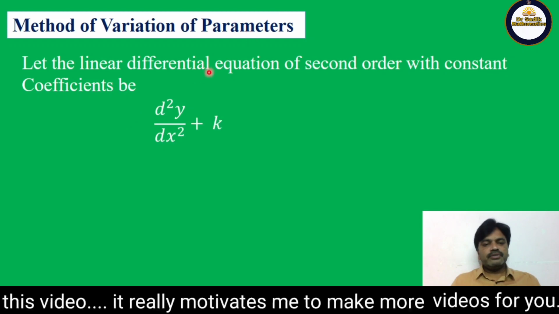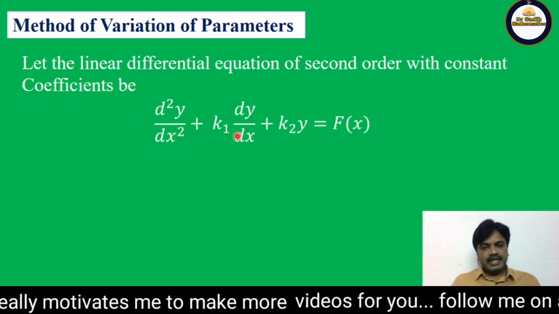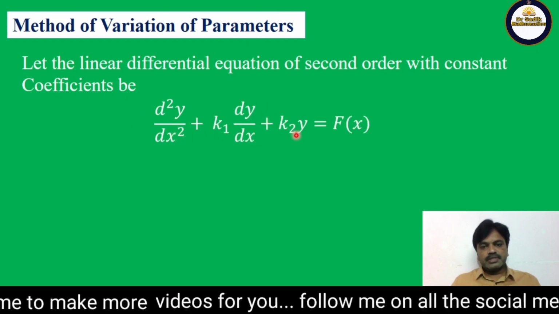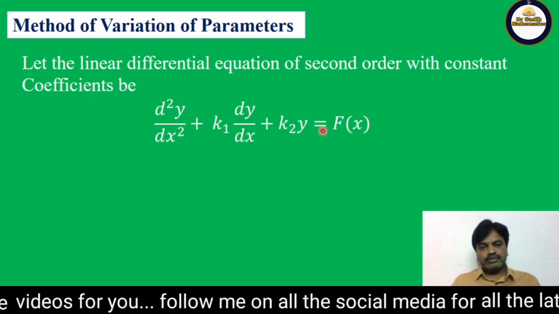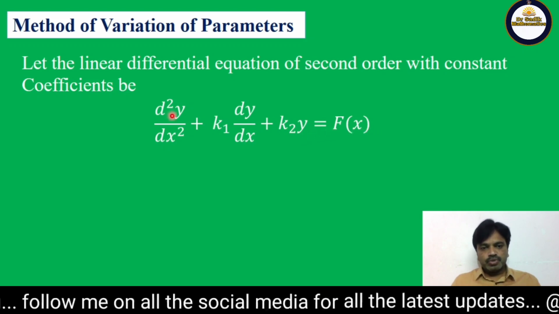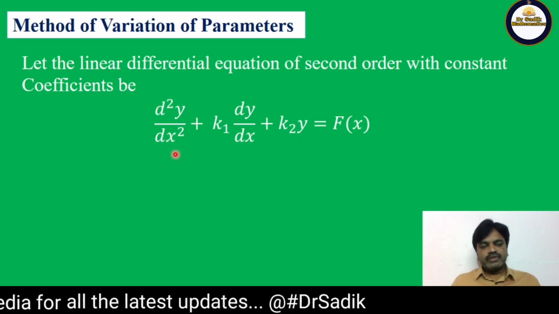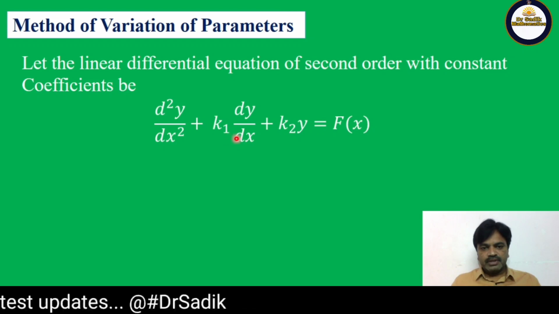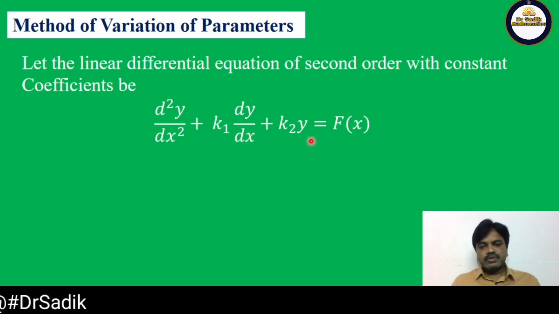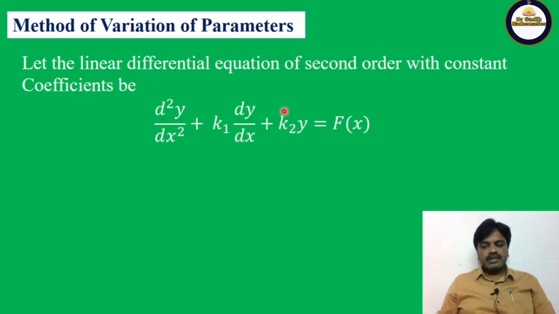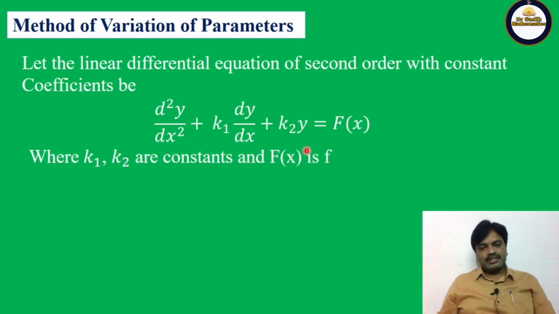d²y/dx² + k1 dy/dx + k2 y = f(x). What is the order here, friends? 2. Once again, the differential equation form is d²y/dx² + k1 dy/dx + k2 y = f(x). What about k1 and k2, friends? Exactly, k1 and k2 are constants and f(x) is a function of x.